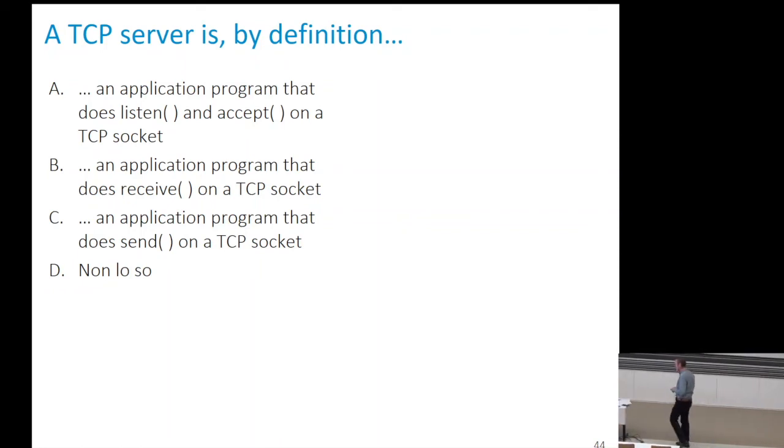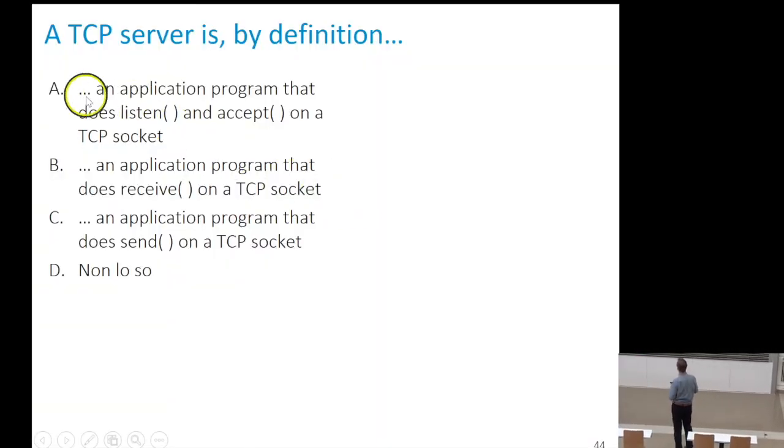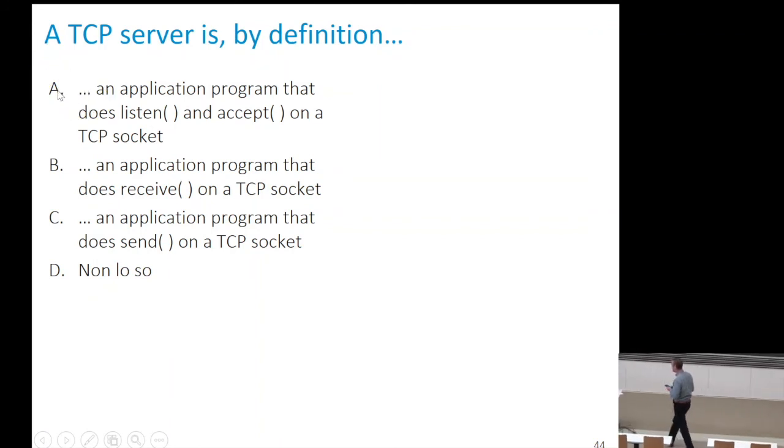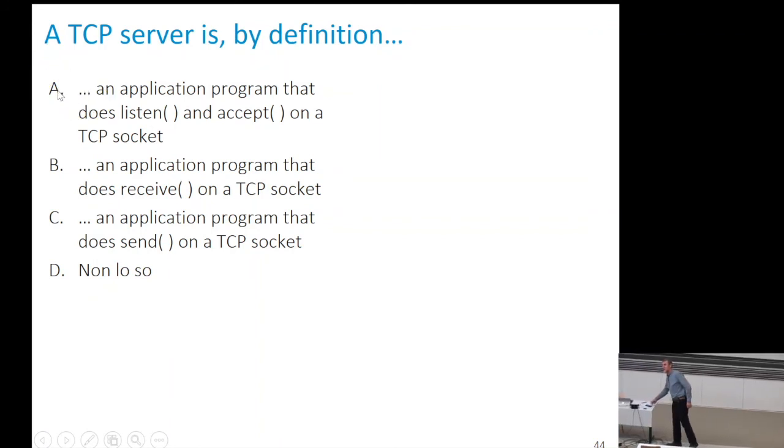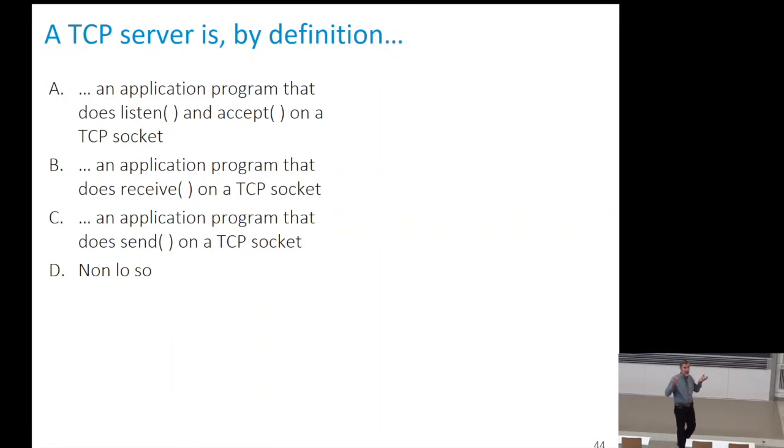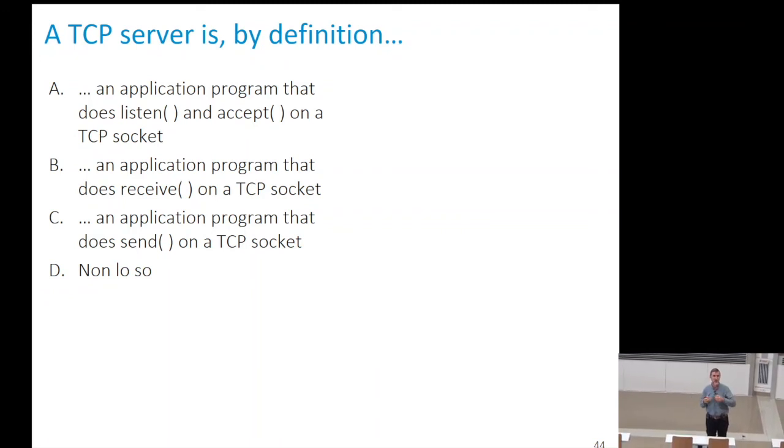I mentioned server several times. What is a TCP server? And almost everybody says A, which is correct. So the word server really comes from the interaction of distributed systems, where the only way we know how to make two machines communicate is to have one be in standby mode waiting for something to come. That is, one is called the server, and the other one is called the client. That's the only way we know how to make things work.